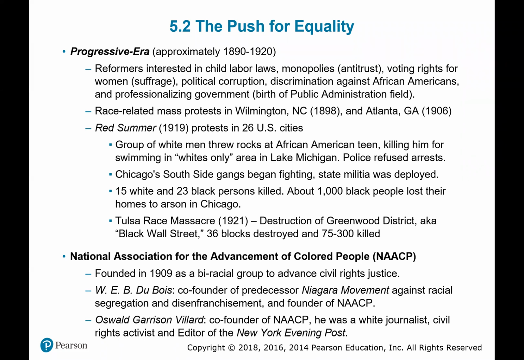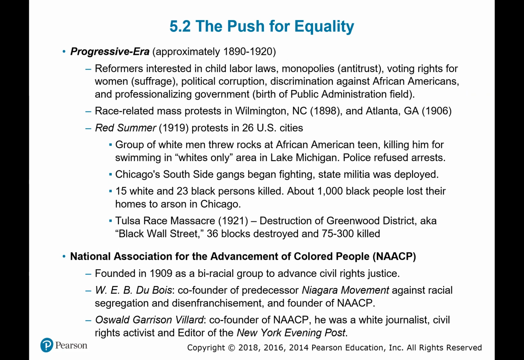The National Association for the Advancement of Colored People, NAACP, is still around and very strong today. It was founded in 1909 as a biracial group. You had two different founders, W.E.B. Du Bois and Oswald Garrison Villard, and it was to advance civil rights and justice.